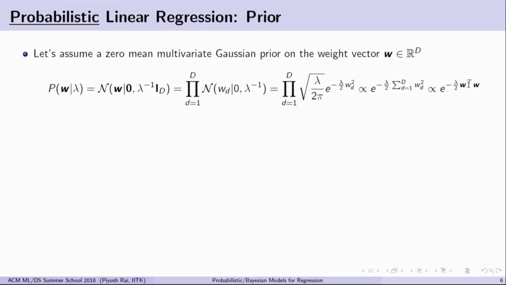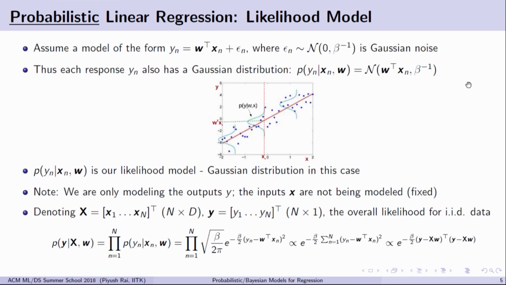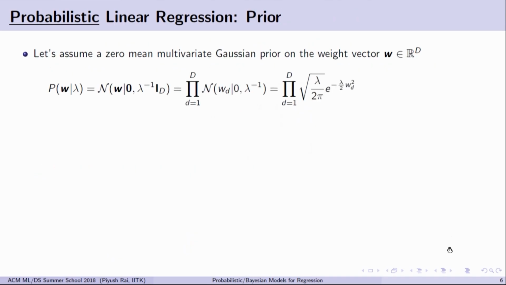Let's also go back to the previous likelihood model that we saw. Our likelihood P of y given x comma W was exp of minus beta by 2 times (y minus x times W) transpose (y minus x times W). So this is our likelihood. We have seen that if we assume a Gaussian prior, our Gaussian prior looks like this. It's proportional to e to the power minus lambda by 2 W transpose W.